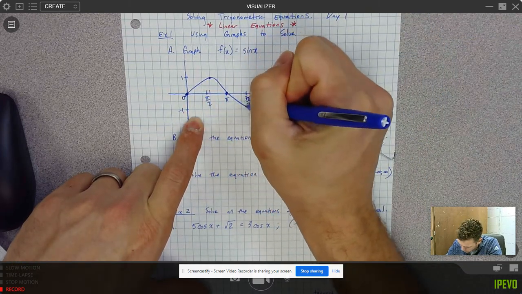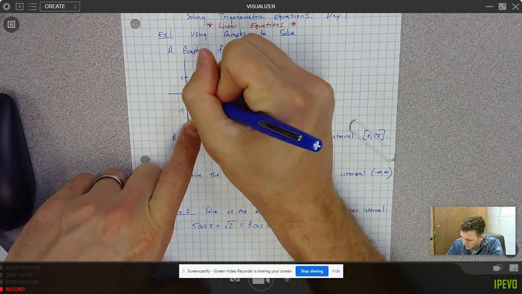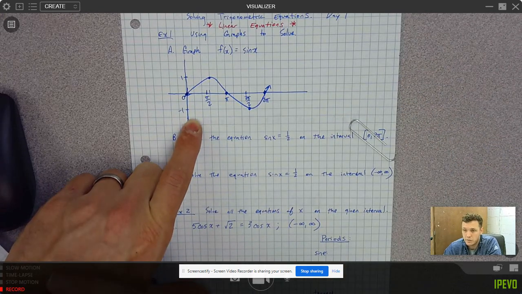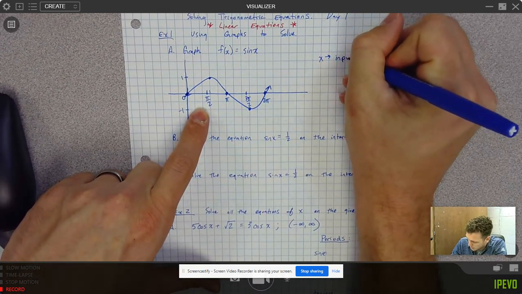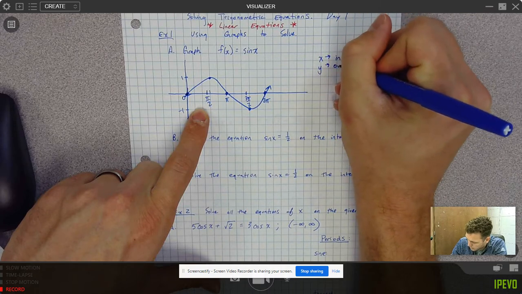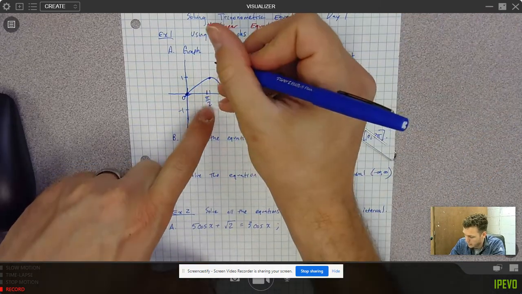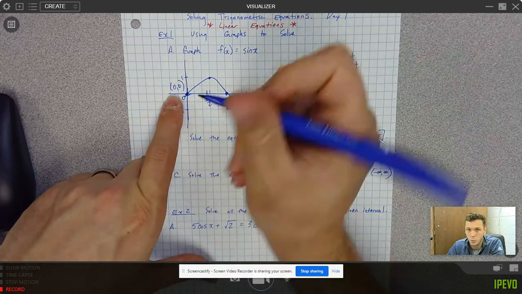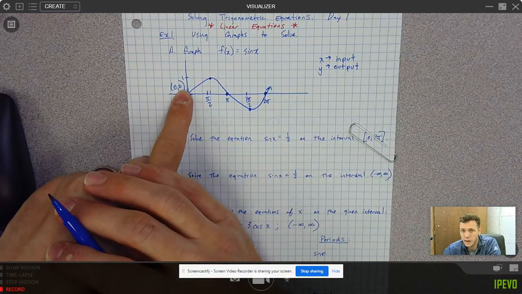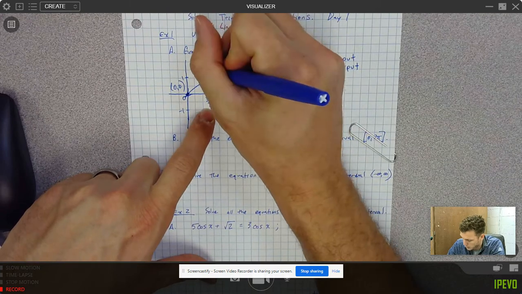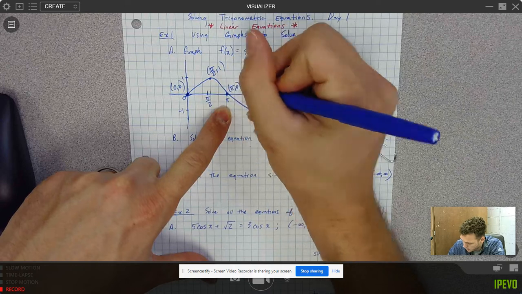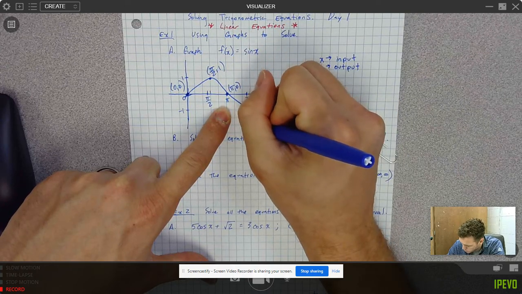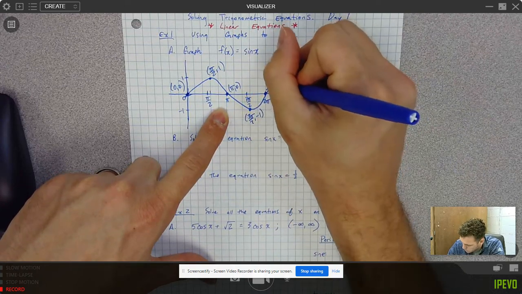Now we can use a graph to help us solve these equations because when we graph, the x value is the input and the y value is the output. So each of these ordered pairs, for instance 0, 0. When we know what the x value is, we know the y value is going to be 0. This is the ordered pair pi over 2, 1. This is the pair pi, 0. This is the ordered pair 3 pi over 2, 1. And here we have 2 pi, 0. Those are all ordered pairs which give us points on an equation.